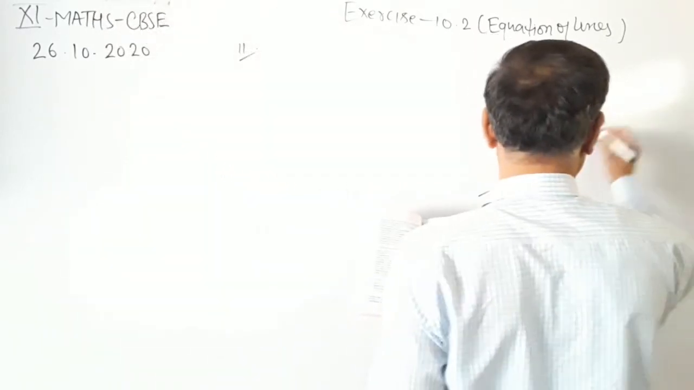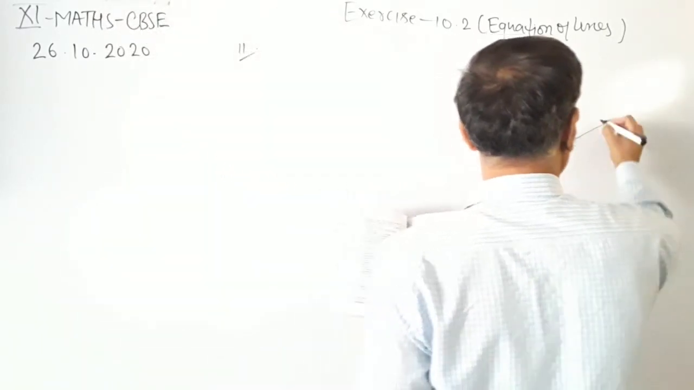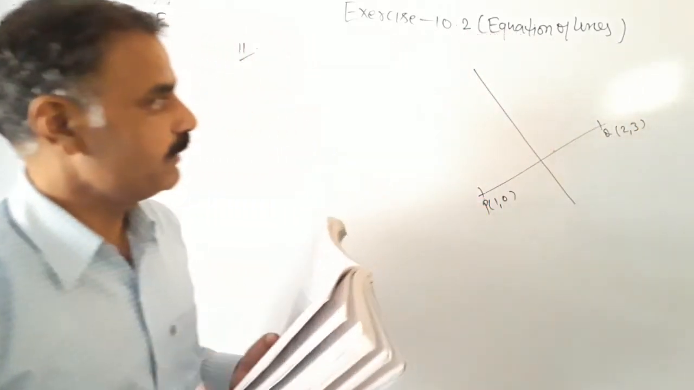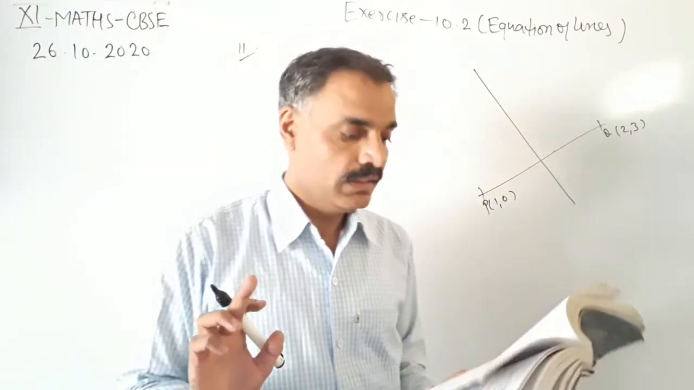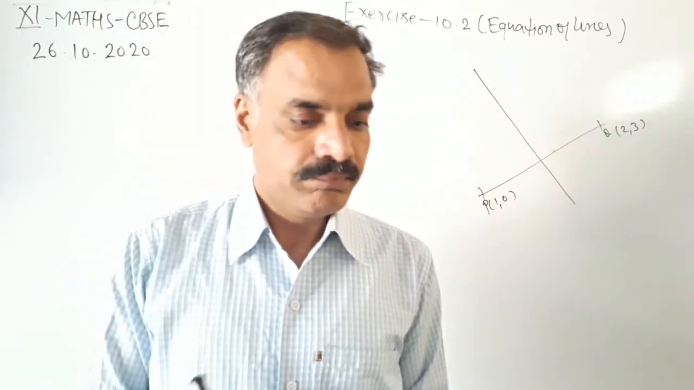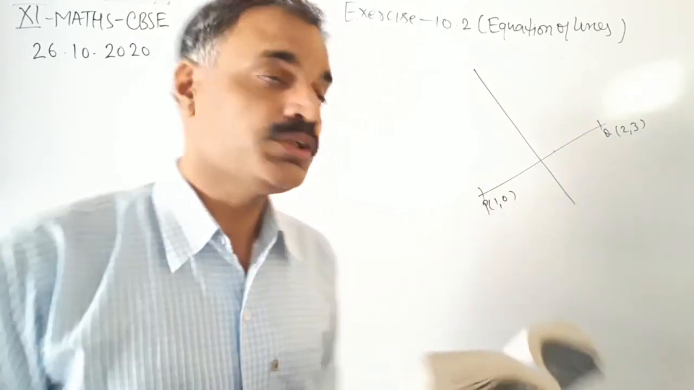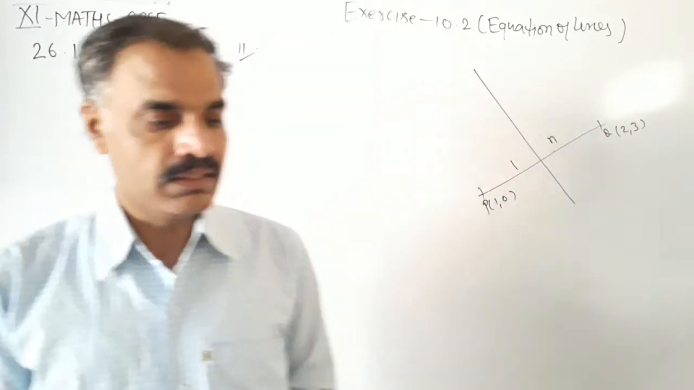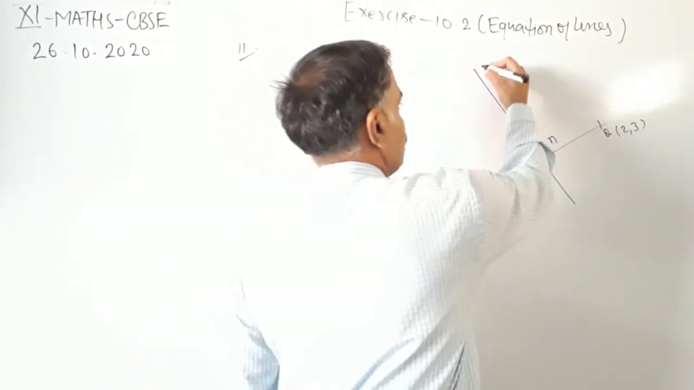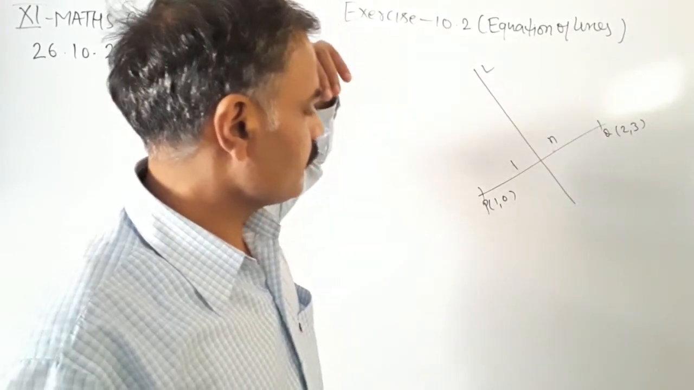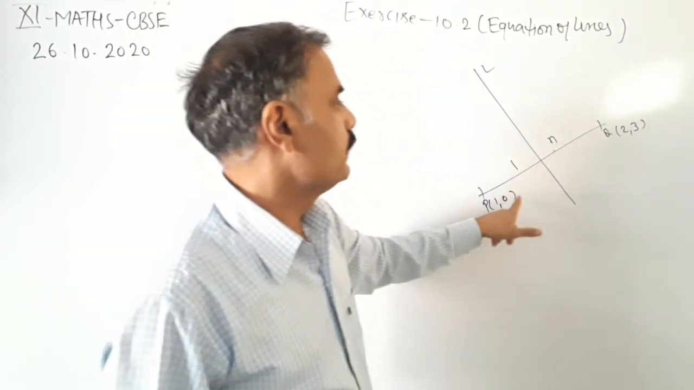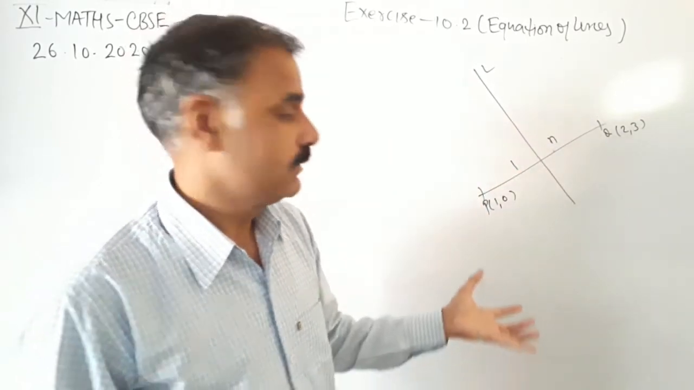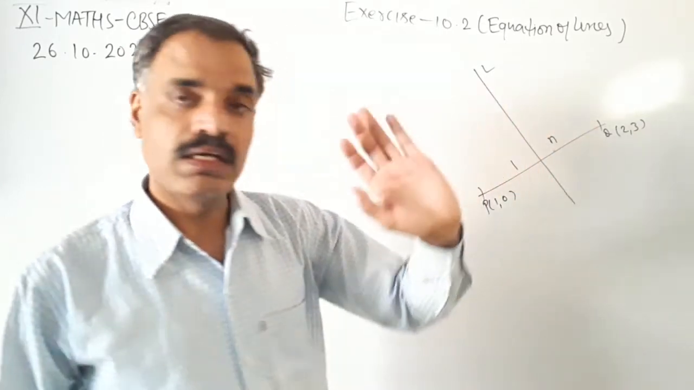Suppose this point is (1, 0) and this point is (2, 3). Any line perpendicular to this line PQ divides it in the ratio 1:n. So we have to find the equation of the line L. Suppose line L is intersecting and dividing the line PQ in the ratio 1:n. This ratio is also given to us.